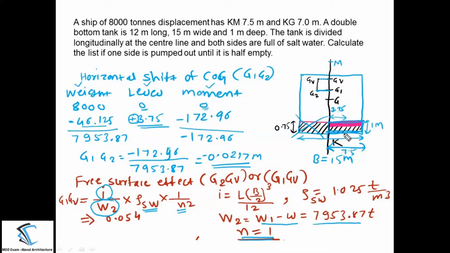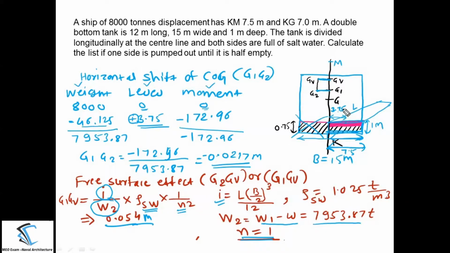I is the moment of inertia where the free surface effect is there. In that region only you have to calculate the I. So you have to take the length of the double bottom, and the width of this double bottom on the starboard side is 7.5 meter. So LB cube by 12, if you do like that, you will get the value of I. All the values you can substitute here, you will get the value of G1GV, that is 0.054 meter. So like this you will get the value of G1GV.